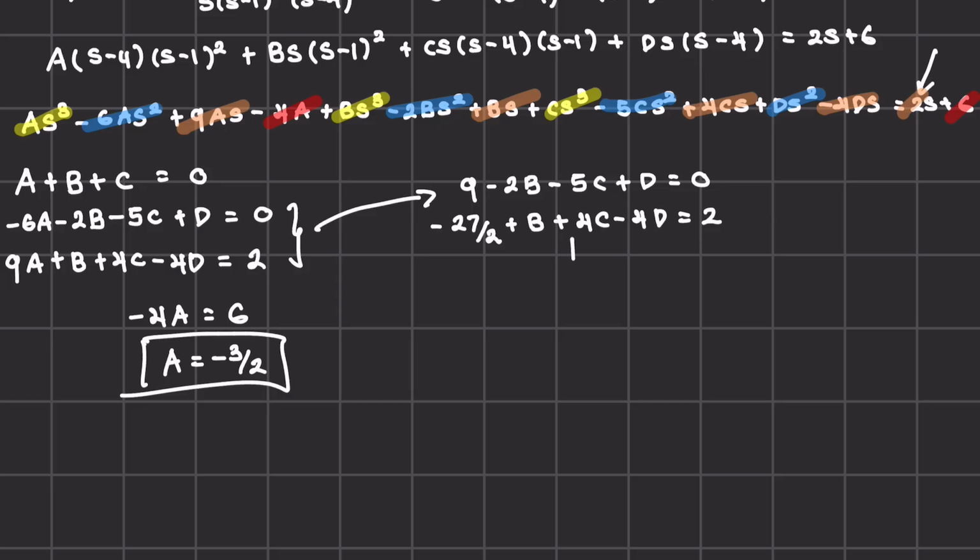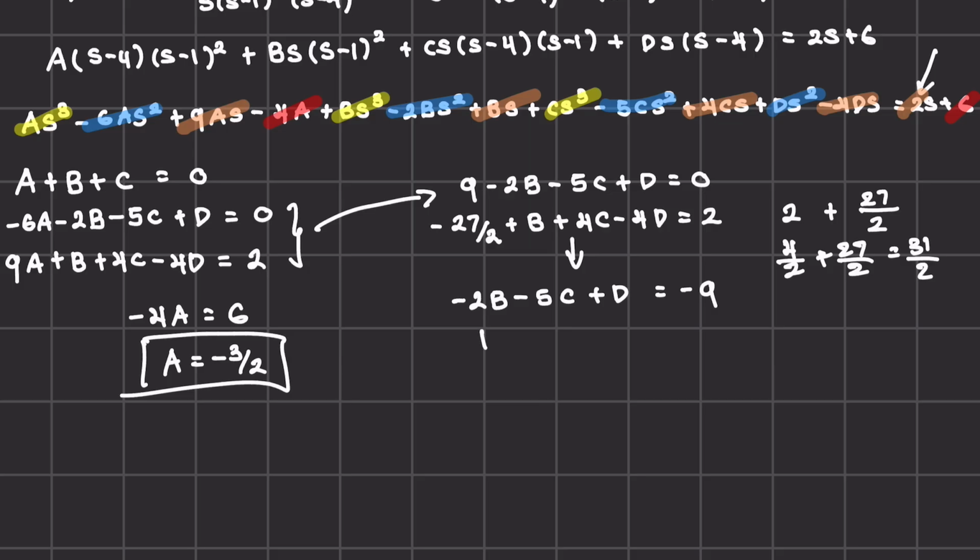So now we have -2b minus 5c plus d equals -9. Let's move the 9 to the right-hand side there, okay? And for our second equation right here, let's simplify that. So adding 27/2 to both sides, 2 plus 27/2. We know that this is just 4/2 plus 27/2. That gives us 31/2. Okay, so we have b plus 4c minus 4d equals 31/2.